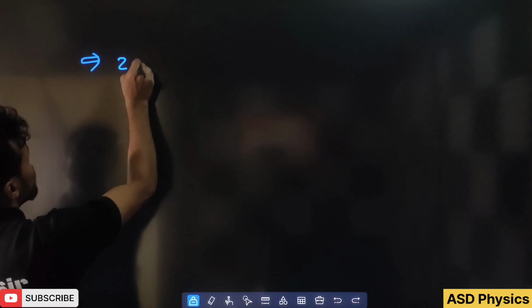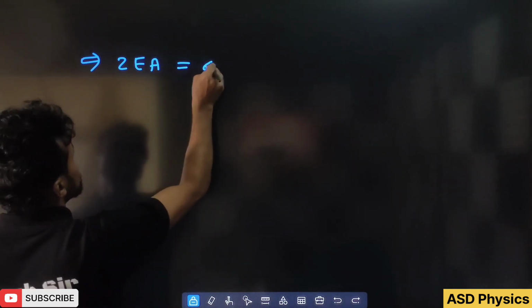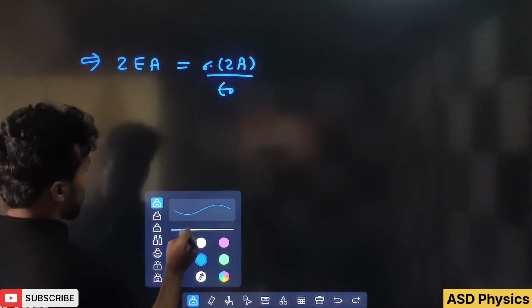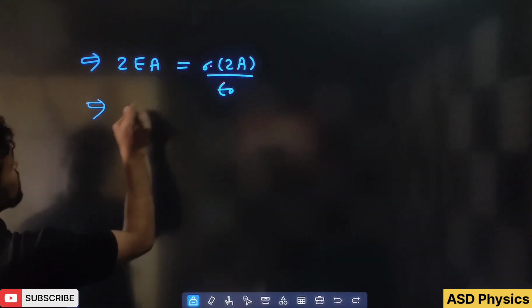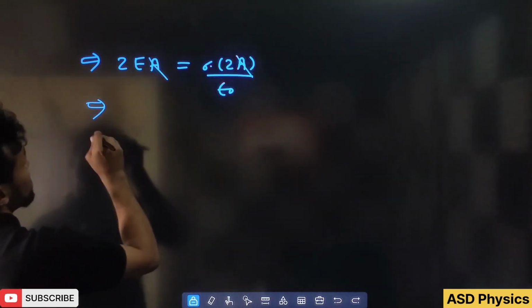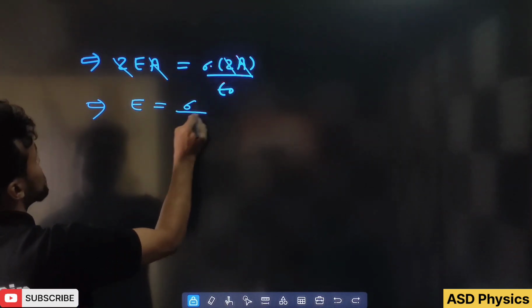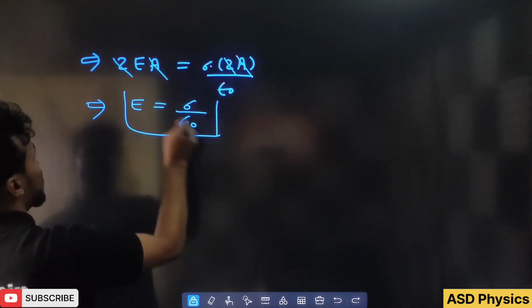Okay. Now we'll go to the next one, students. If we add both of them, EA plus EA, 2EA is sigma into 2A by epsilon naught. After that, what will happen here? Both the sides, what will cancel? This A and this A cancelled. This 2 and this 2 cancelled. That means electric field, how much coming? Sigma by epsilon naught.